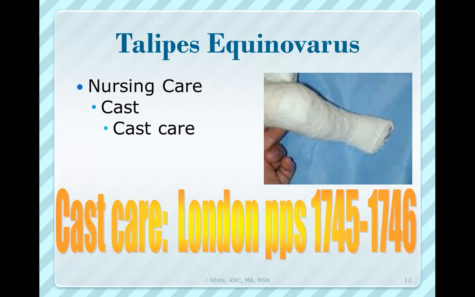A fresh cast, whether it's fiberglass or plaster of Paris, must be allowed to dry. During the drying period, you only handle it by the palms of your hands, never by your fingertips. A fingertip might indent the cast and create problems with vascular circulation. It also needs to be air exposed, so you don't want it wrapped up. You want to lay it out in the air. And of course, a fresh cast, we elevate the extremity to keep it from swelling.